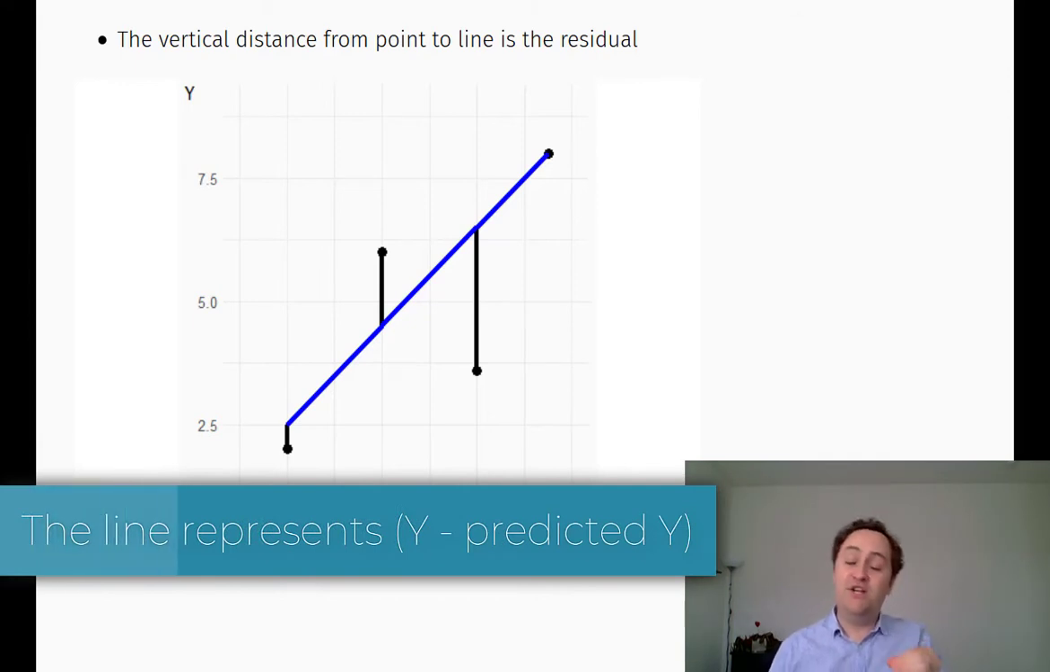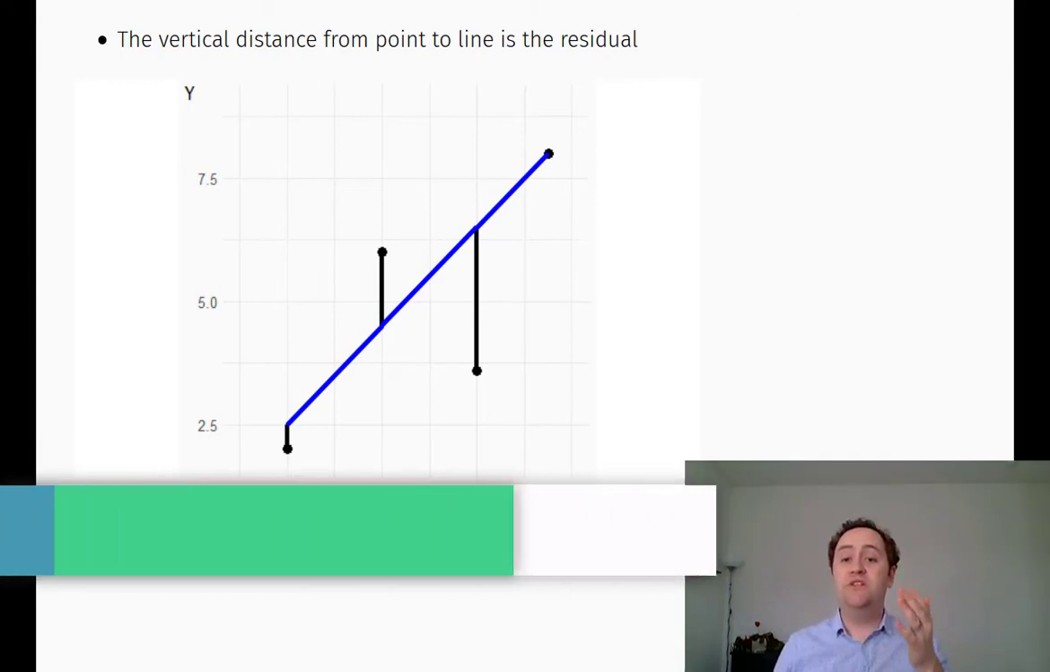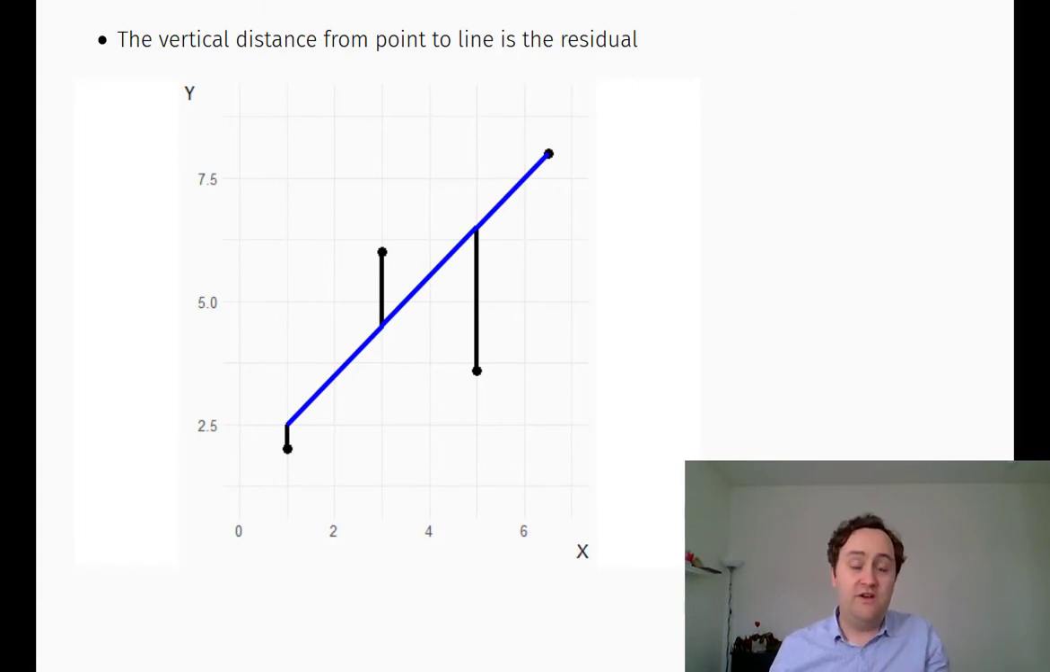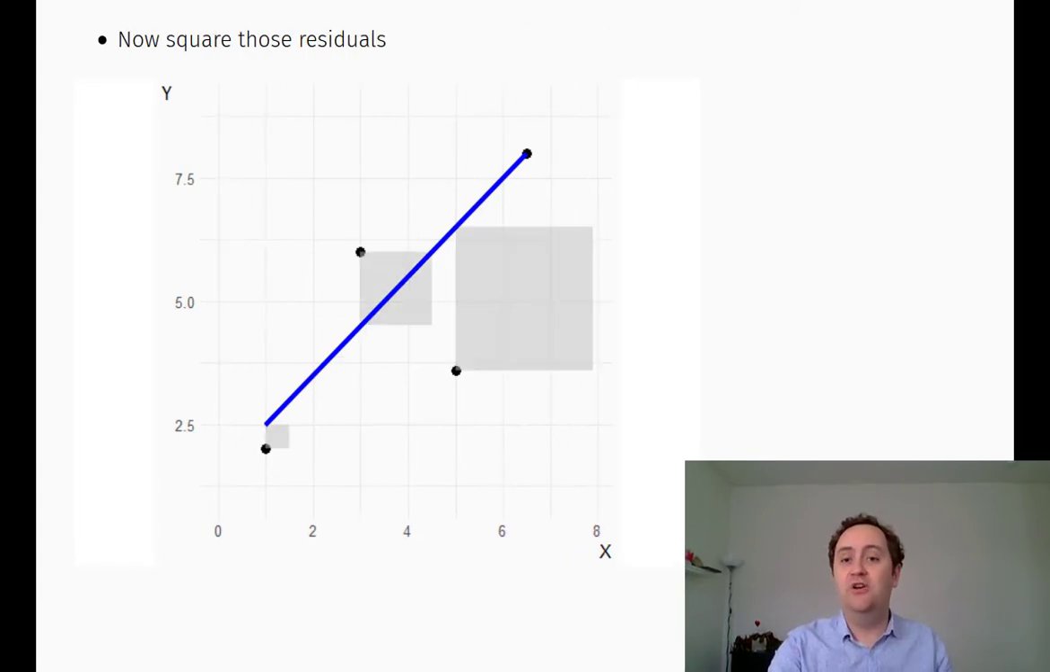The next thing I'm going to do, I mentioned we want to minimize the squared residuals, is we're going to take these residuals and we're going to square them. Okay? How do you square something on a graph? Well, you just take it and you turn it into a square with that length of side. So we've got some squared residuals here.